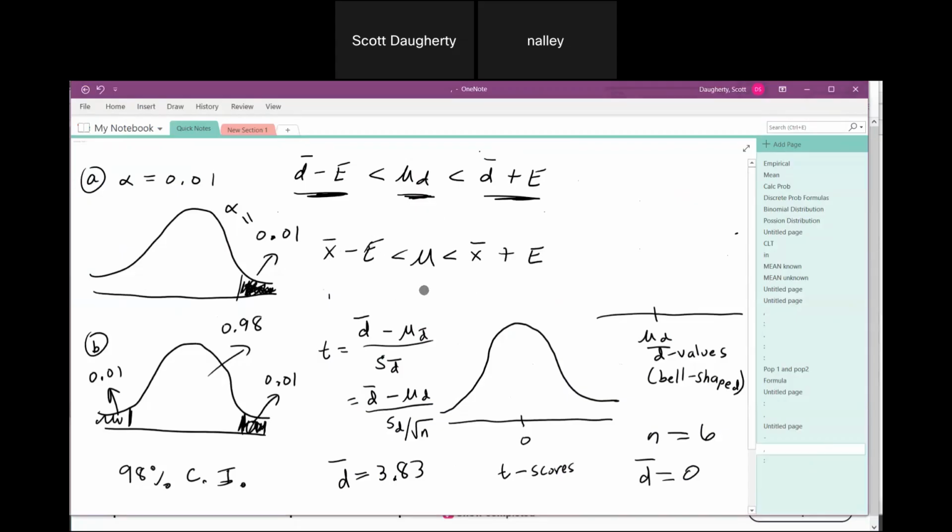But instead of mu sub d, we called it mu, but we found a confidence interval for a single population mean by taking the sample mean, x bar, and adding the margin of error and subtracting the margin of error. The only difference here is we're calling these bar values, and we're calling this mu sub d. And the margin of error in that case was a t-score times the standard deviation over the square root of the sample size.